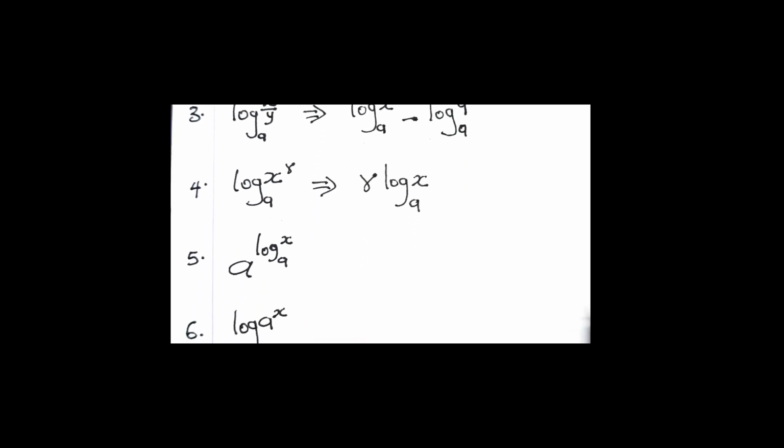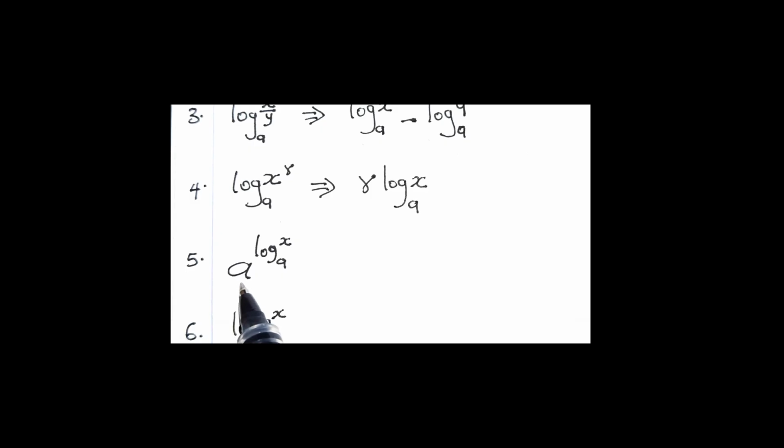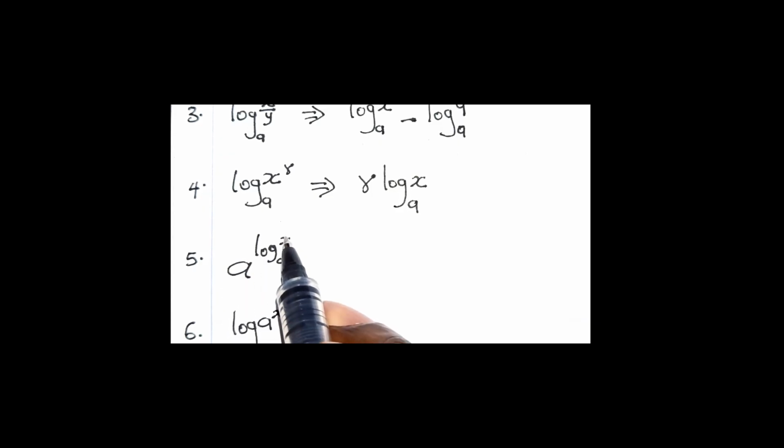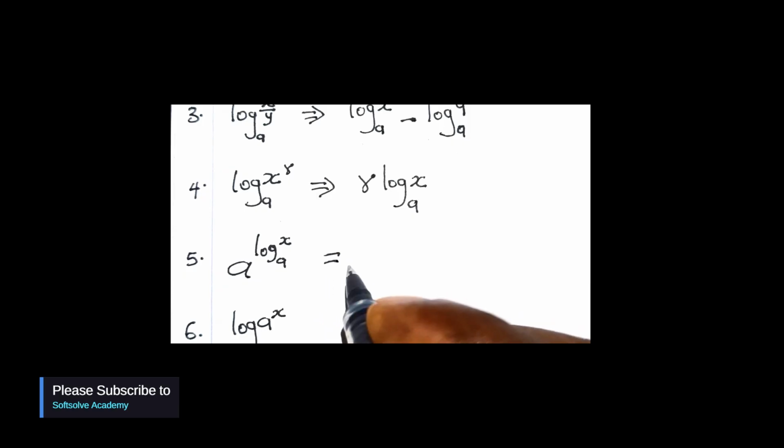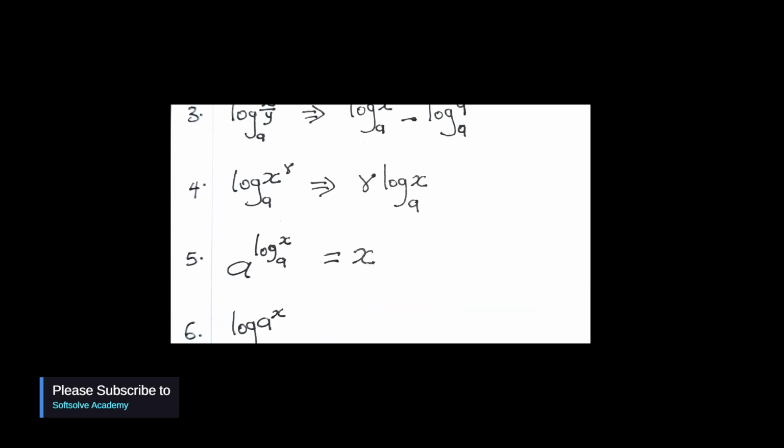Next is, now when we have a base in indices and it is raised to power a logarithm, and the base of the logarithm is the same as the base of the index, the answer becomes the value you have here. This is a to the power of log x base a. Discover that the log has base of a and the indices has base of a. When the base here and the base of the logarithm are the same, the answer becomes x. So this becomes equal to x.